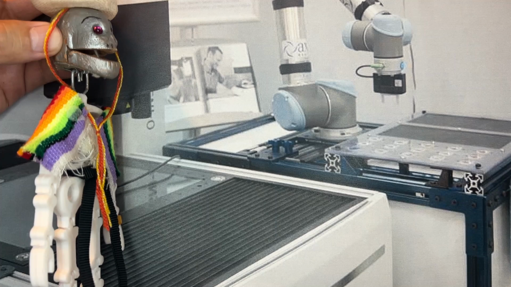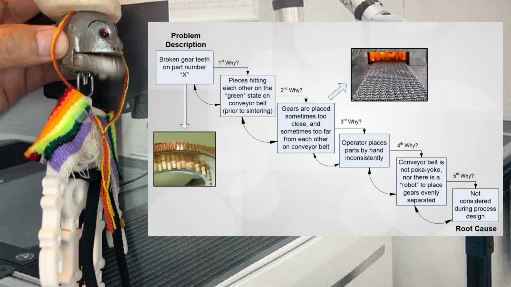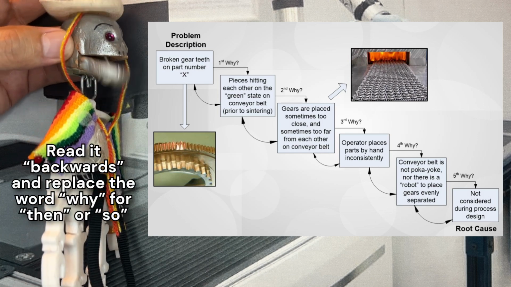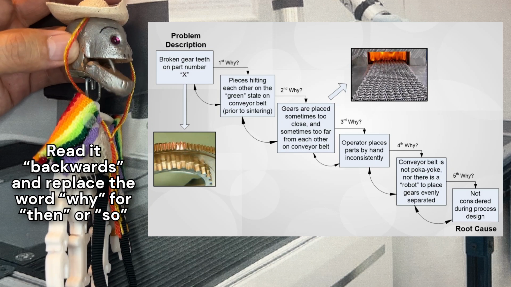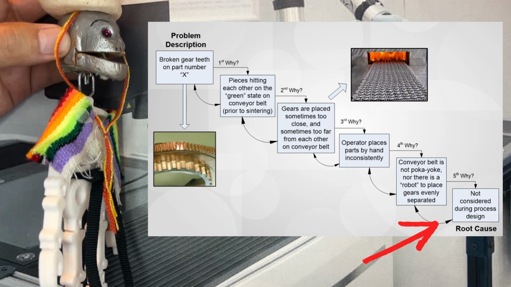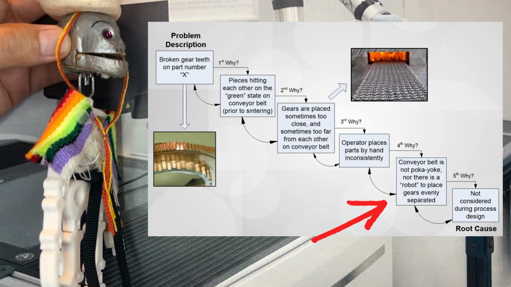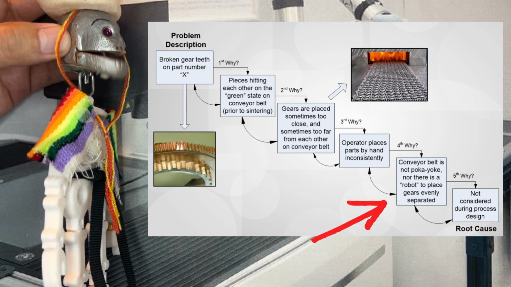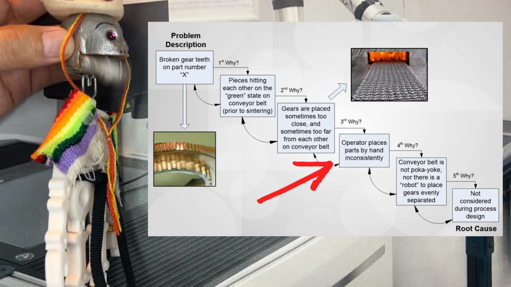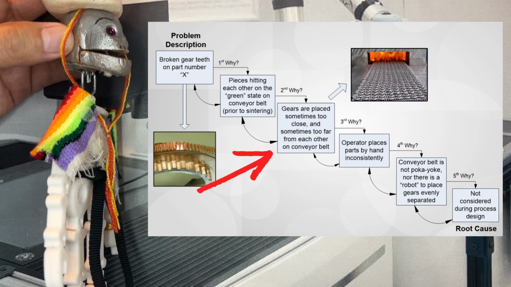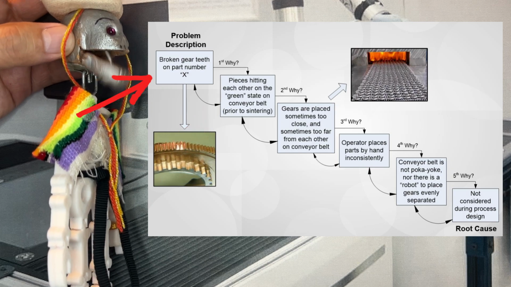One last piece of advice is to verify that your 5Y diagram makes sense. To do that, read it backwards and replace the word why for then or so, like this. Neither a robot nor poka-yoke of the belt were considered during the process design. So, there is nothing in the process to place the gears evenly on the belt. Then, the operator was placing the gears by hand inconsistently, so the pieces were hitting each other on the green state, so we ended up with broken teeth.